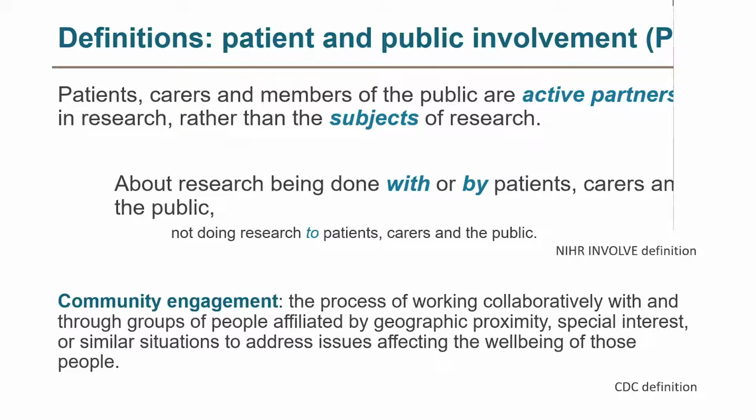In some of the settings where the trials I work on take place, for example, in Africa, we often use the term community engagement instead. Community engagement is the process of working collaboratively with and through groups of people affiliated by geographic proximity, special interest, or similar situations to address issues affecting the well-being of those people. So that's the definition from CDC in America. This terminology may be preferable to patient and public involvement in the context of prevention studies, where the people you're trying to recruit to your trial are not patients, unlike treatment trials.